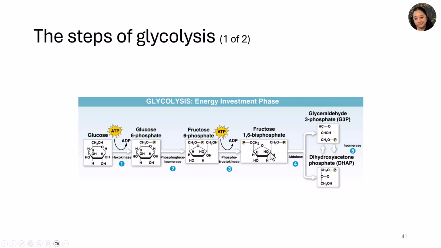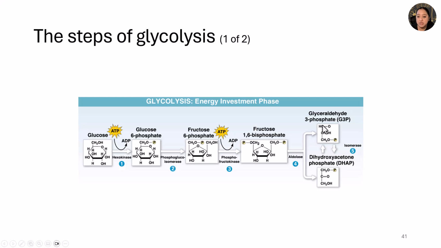So, sorry. Then there's a 4th enzyme called aldolase that chops this molecule into 2. So now you have 2 molecules of what are called G3P, which stands for glyceraldehyde 3-phosphate.